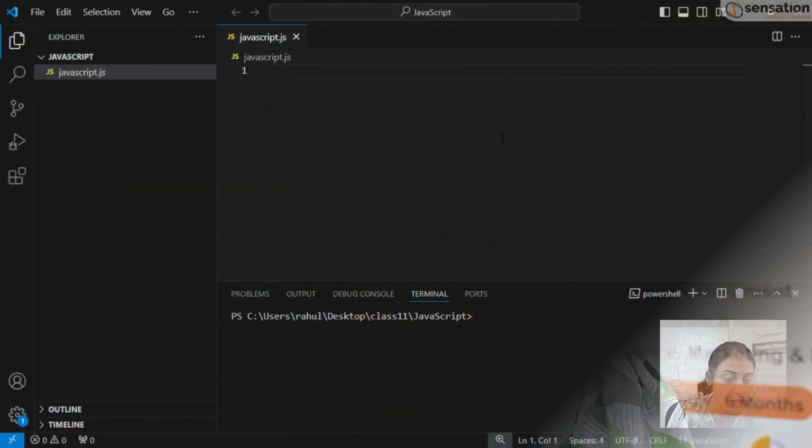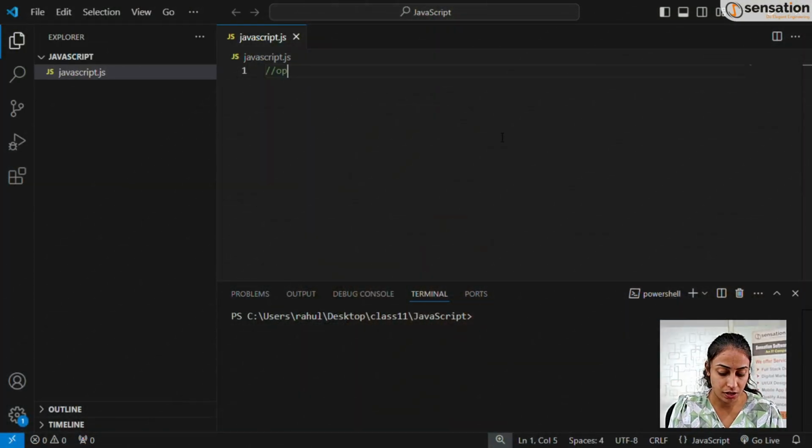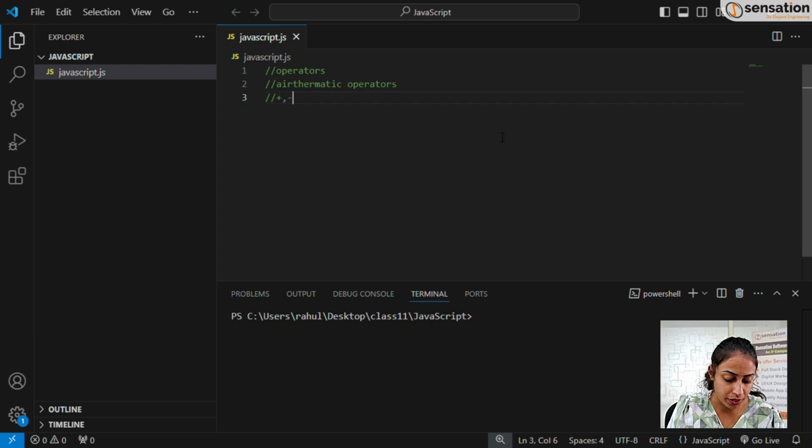Today we'll start with operators in JavaScript. There are various operators in JavaScript. We'll start with arithmetic operators. Arithmetic operators include plus, minus, divide, multiply, and modulus.